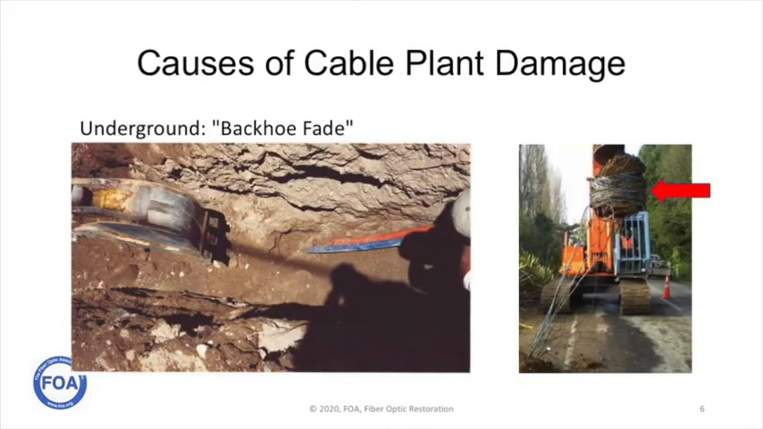Damage to underground cables is often caused by what we call backhoe fade, but it may not necessarily be a backhoe. It can also be an auger, like the construction shown on the right, digging up cables, or directional boring when it's not aimed correctly.